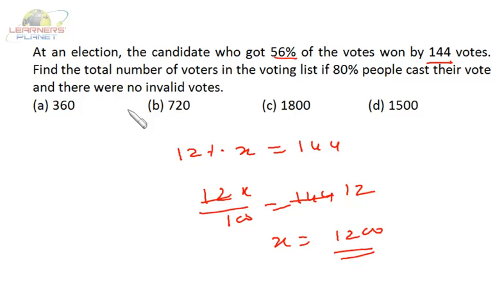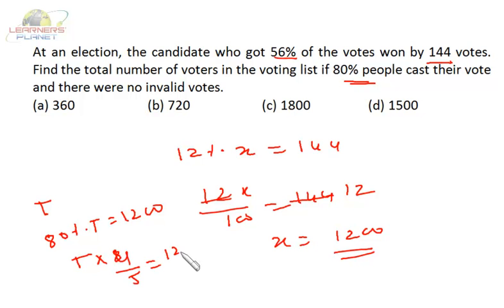Now we have to find out the number of voters in the voting list if 80% of people cast their vote. That means 80% is 1200. Let the total number be T, and 80% of T is 1200. So what is the total number of voters in the list? We can calculate it. 80% is 4 by 5 of T, which is 1200. So the total number of voters in the list is 1500. I hope you are getting my point.